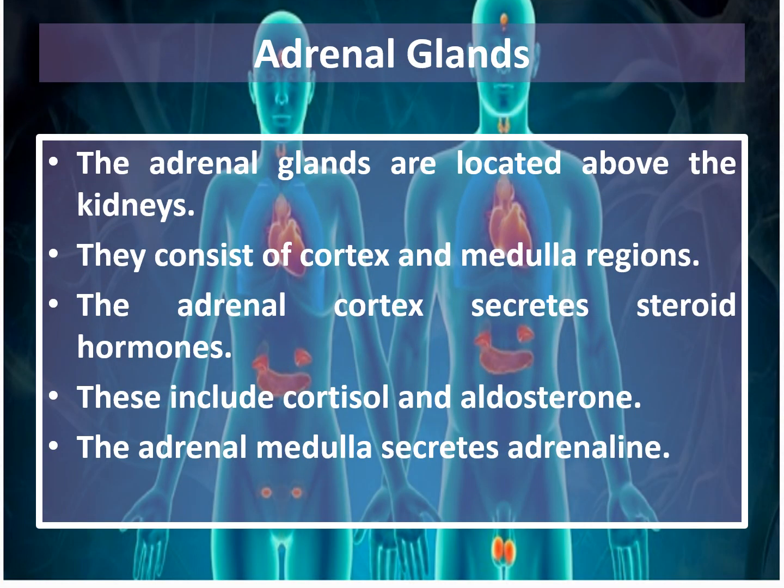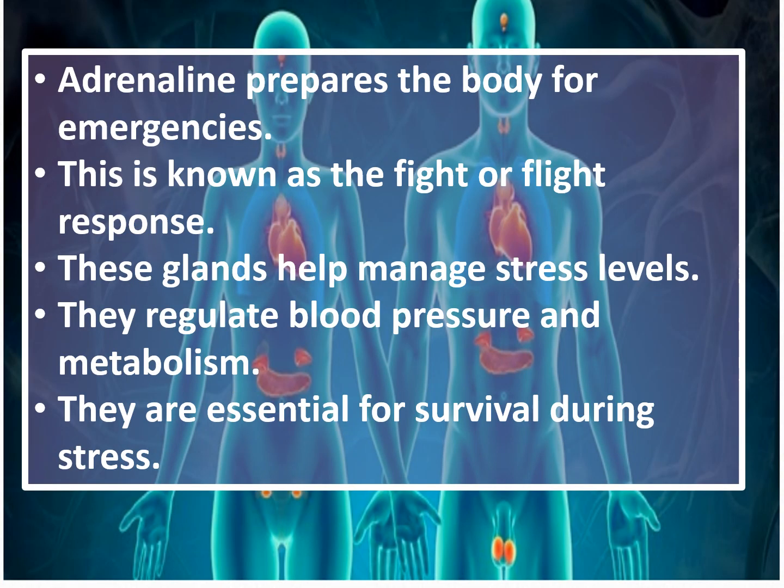Adrenal glands. The adrenal glands are located above the kidneys. They consist of cortex and medulla regions. The adrenal cortex secretes steroid hormones. These include cortisol and aldosterone. The adrenal medulla secretes adrenaline. Adrenaline prepares the body for emergencies.